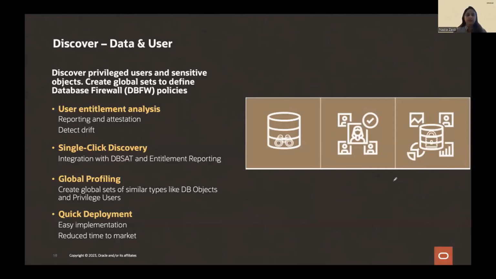You can create global sets for your discovered privileged users or sensitive objects, so you can have your single click discovery. That's again integrated with your DBSAT and entitlement report when you are finding who the privileged users are and what the sensitive data is. Once you discover that, you create a global profile, and that global profile can be used somewhere else. So it's helping you deploy that feature or any use case much more quickly, in very little time. But the global profiling or global set feature right now is tied only to database firewall policy.